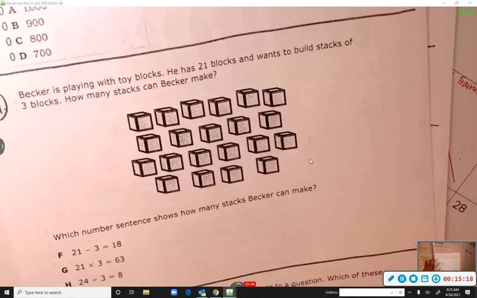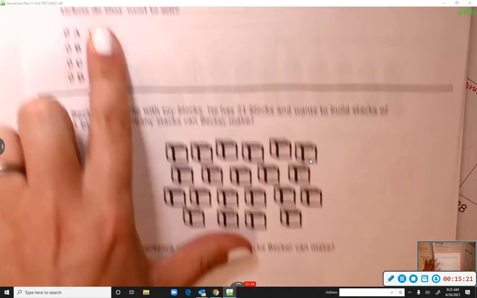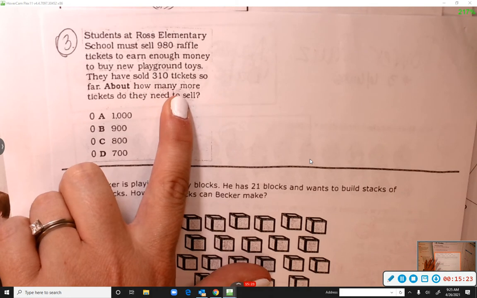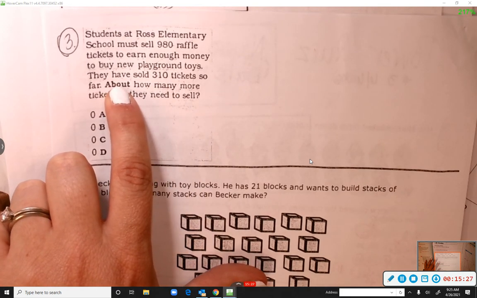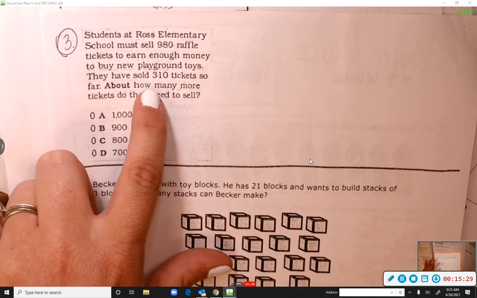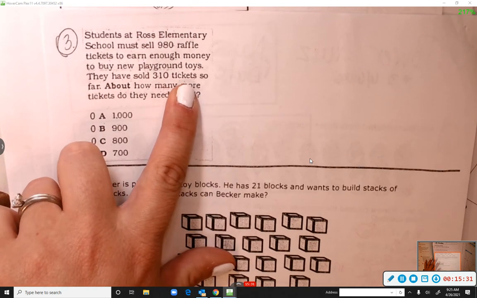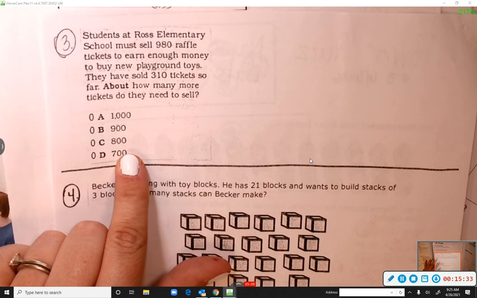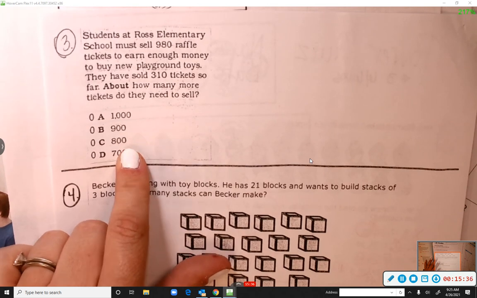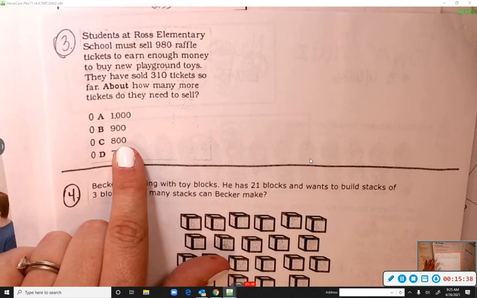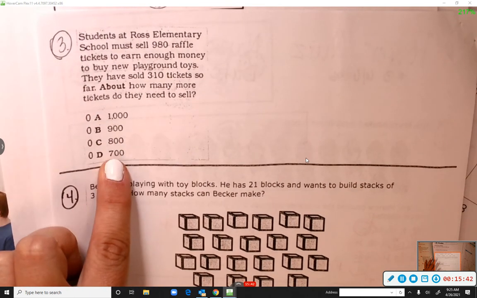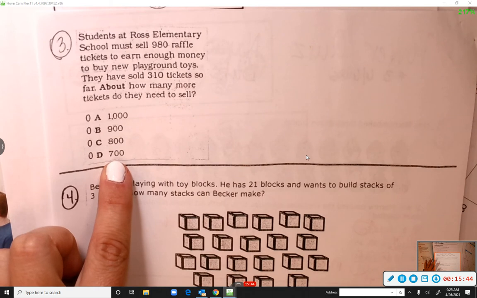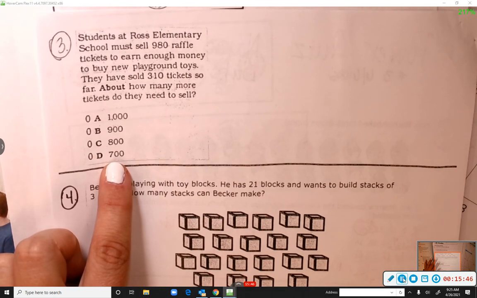A lot of people on this one got stuck when it says about how many more. About means what, guys? Round. How many more meant subtract. You should also be able to tell by looking at your answer choices that this is not a problem where you get the exact answer. It's a problem where you get the rounded answer just by looking at your answer choices. Okay? All right, so we're going to put this away.